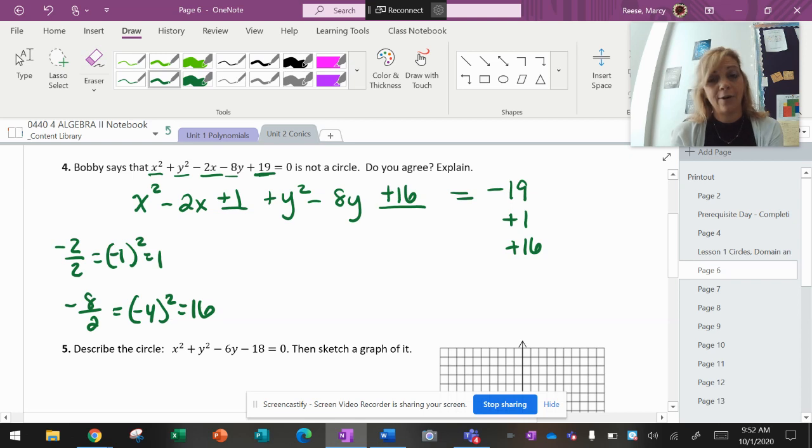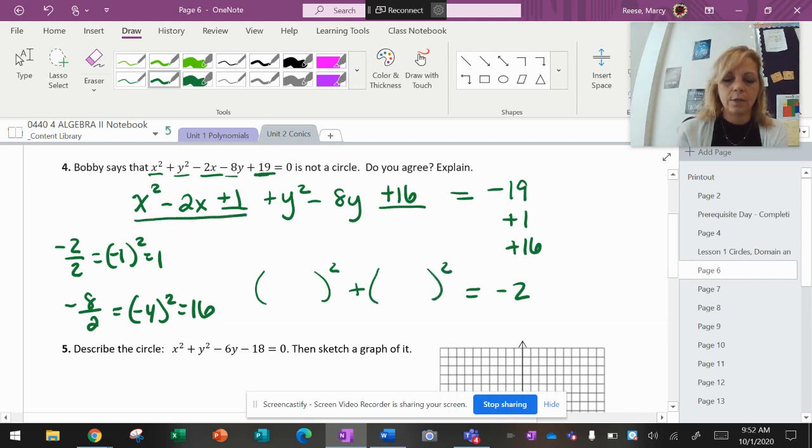Okay, now I can tell you already by looking at that right-hand side, does anybody see something? I've got a negative 19 plus a 1 plus a 16 gives me a negative 2. Now that's the radius squared, right? Can you square root negative 2? No. So that's why we ask, is this a circle? Do you agree or disagree? But let's finish it. Let's set it up the rest of the way.